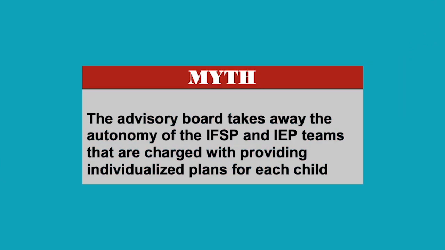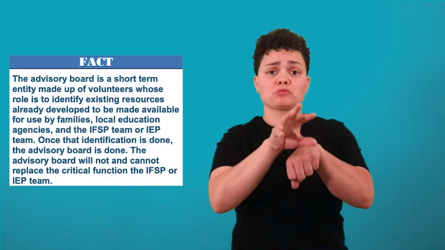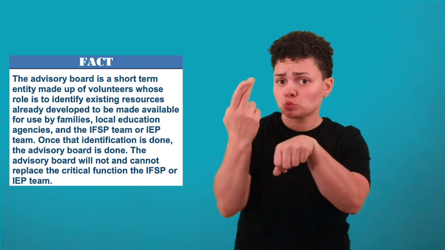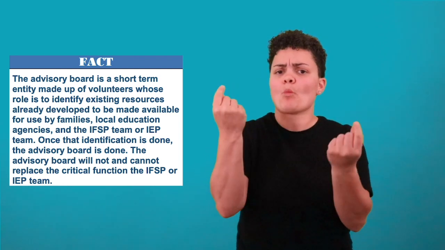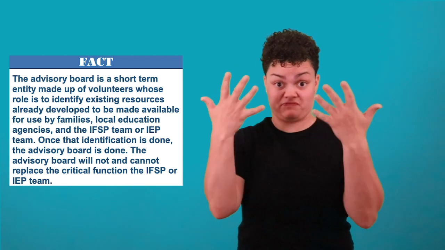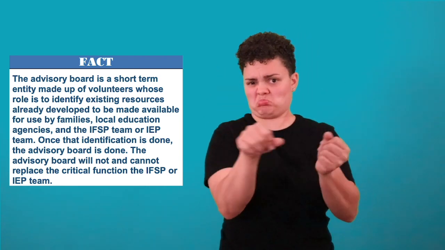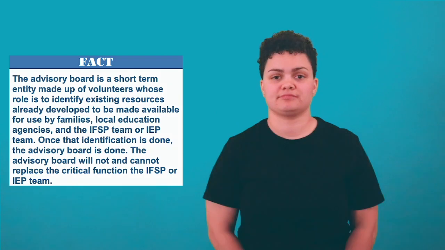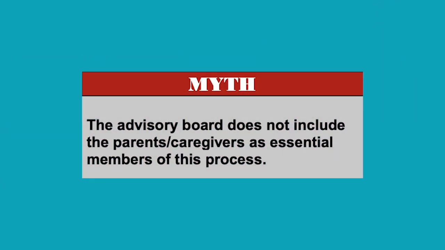Myth. The advisory board takes away the autonomy of the IFSP and IEP teams that are charged with providing individualized plans for each child. This is not true. The advisory board is a short-term entity made up of volunteers whose role is to identify existing resources already developed to be made available for use by families, local education agencies, and the IFSP or IEP team. Once that identification is done, the advisory board is done. The advisory board will not and cannot replace the critical function of the IFSP or IEP team.